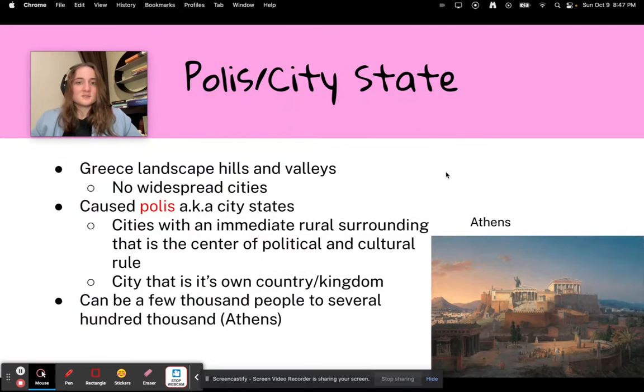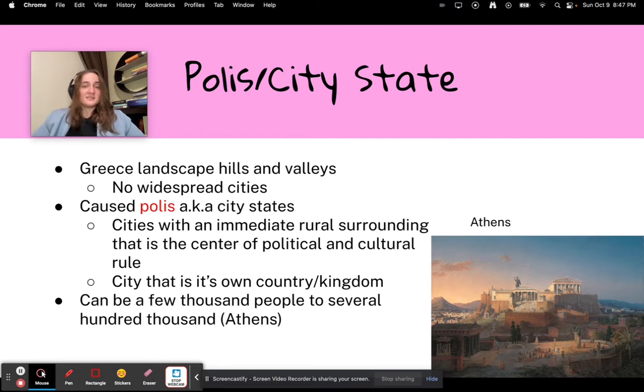All right. So next we'll talk about Polis. Greece's landscape is pretty much just a bunch of hills and a bunch of valleys. There's not a whole lot of flat land, and that really hinders cities because they can't build massive cities because it's so hilly. So cities were pretty condensed, and this caused things called polises.